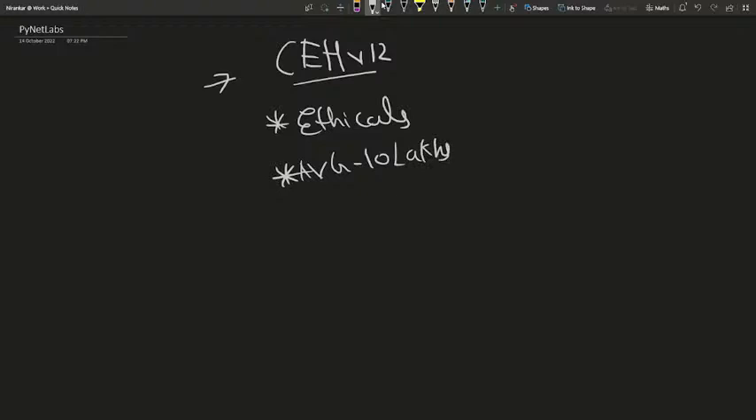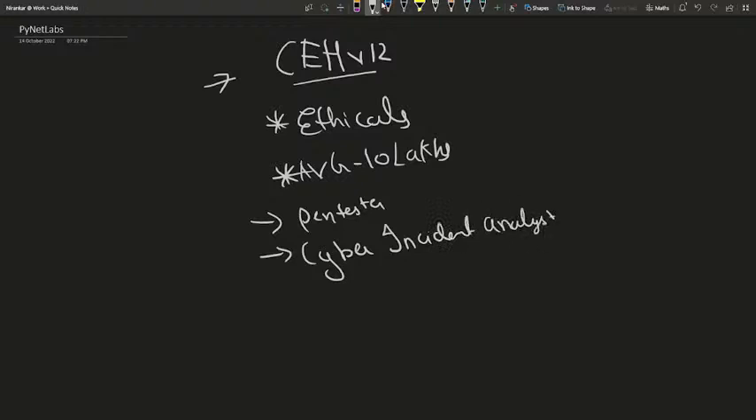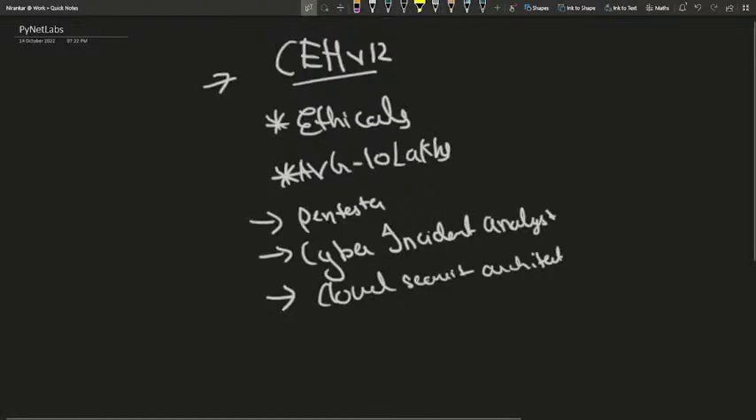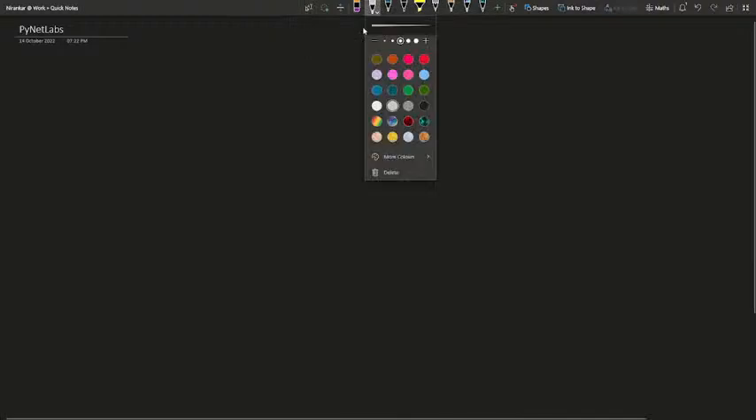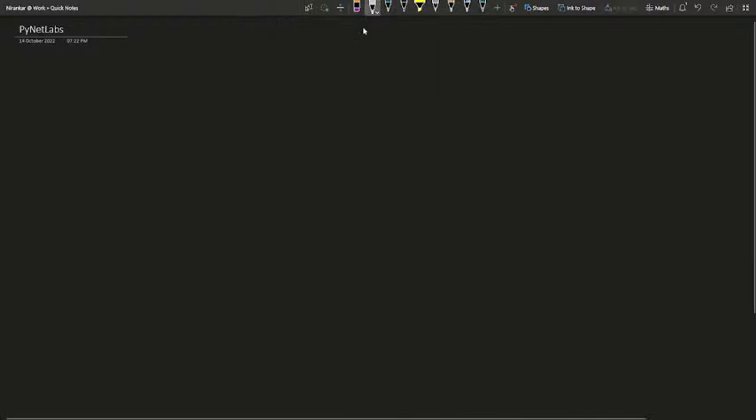Right? So you can be a pen tester, which is someone who tests systems. You can be a cyber incident analyst, or you can be a cloud security architect. Next up, what you can do is go with OSCP.